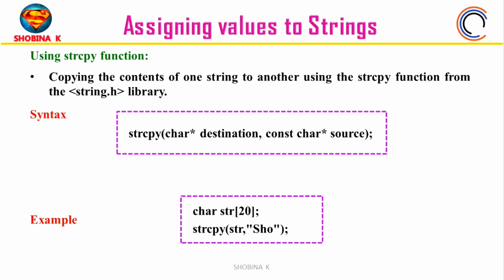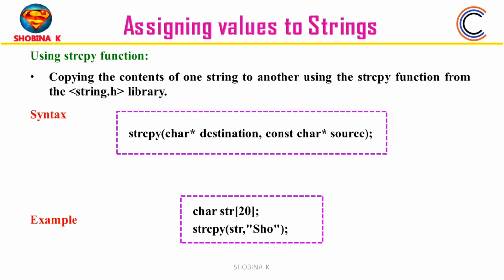Look at the syntax. char asterisk destination: this parameter specifies a destination character array where the content from the source string will be copied. It indicates that the destination array can be modified. const char asterisk source: this parameter is a pointer to a constant character or a string literal. Here the content pointed to by the source pointer cannot be modified. The const keyword ensures the source string is unchanged during copying.